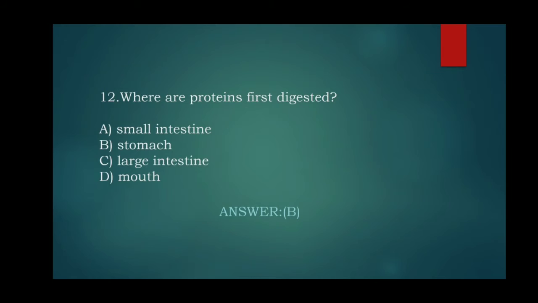Next question. Where are the proteins first digested? The options are A, small intestine, B, stomach, C, large intestine, D, mouth. And the correct answer is option B, stomach.